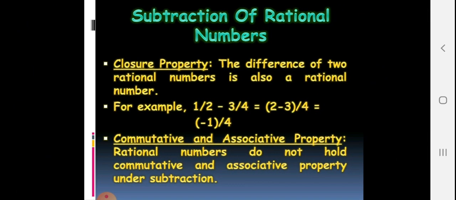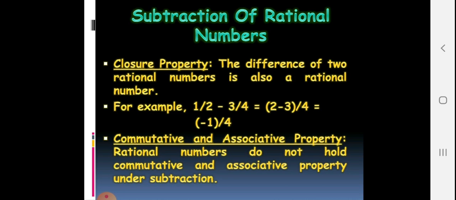Let's talk about the subtraction of rational numbers. Let's talk first about the closure property. The difference of two rational numbers is also a rational number. So here, 1 upon 2 minus 3 upon 4. Here I need to first take an LCM. After the LCM, the result I get is 2 minus 3 divided by 4. Now 2 minus 3 is minus 1, so minus 1 divided by 4. So you can see that the subtraction of rational numbers also results in a rational number.